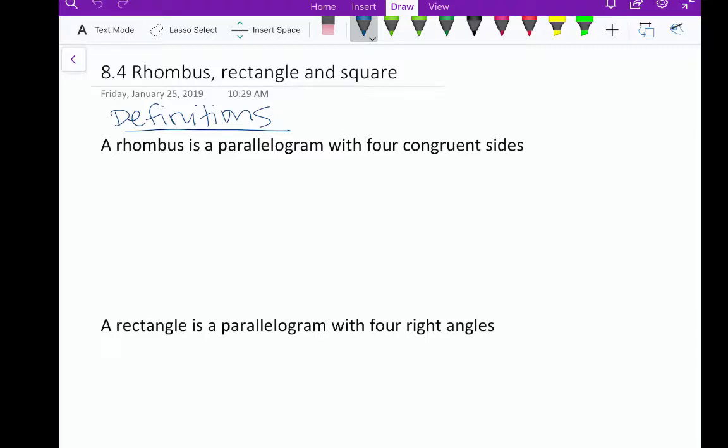This is the video for Geometry 8.4. We're going to look at properties of rhombuses, rectangles, and squares. So the first is just the definition of the polygon. A rhombus is a parallelogram with four congruent sides. So that means that this is congruent to that, which is congruent to that and that. And of course, if it's a parallelogram, everything true about a parallelogram also holds true for a rhombus.